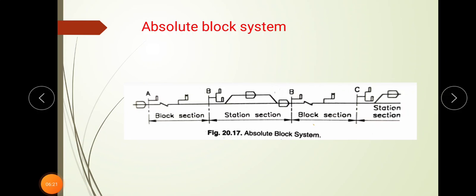As I have told, the railway track is divided into different block sections, and the station section divides the block sections. So from the control room, the train controller informs the station master at B to receive a train approaching from A. That is, a train is approaching from this direction, from A. So that is the first step.